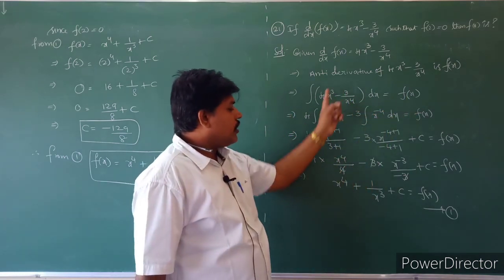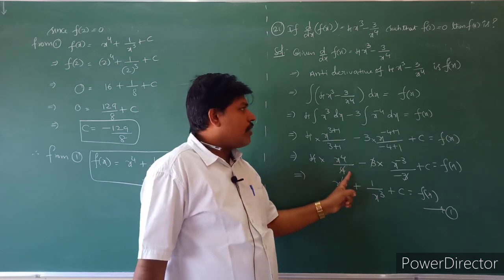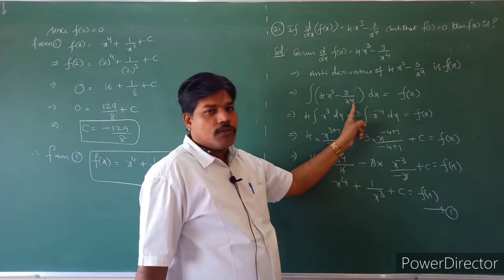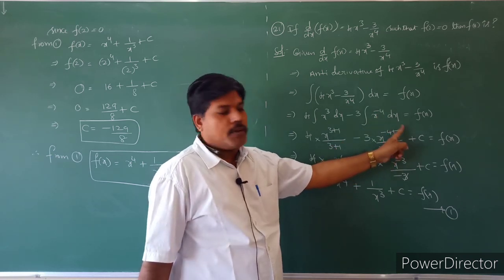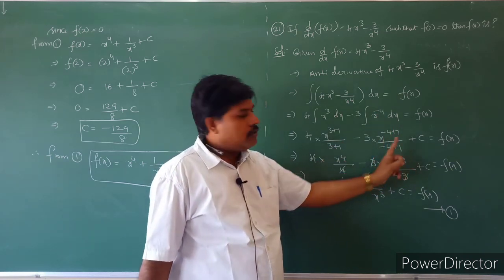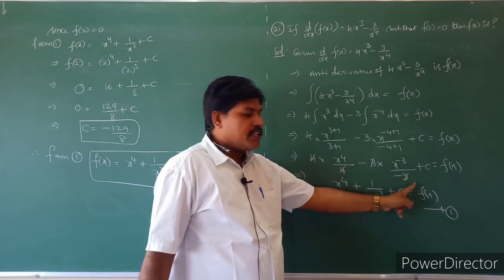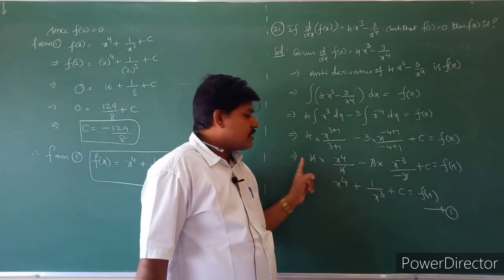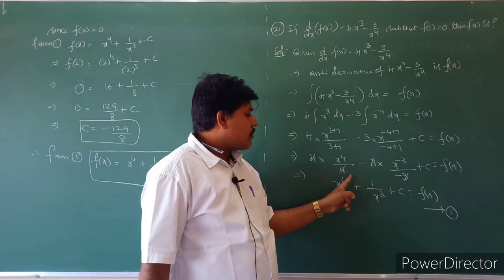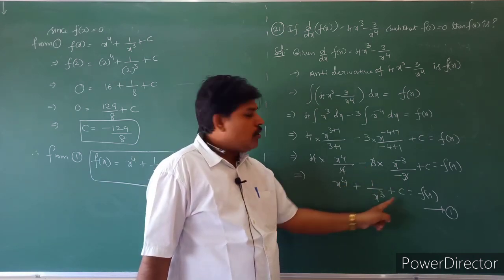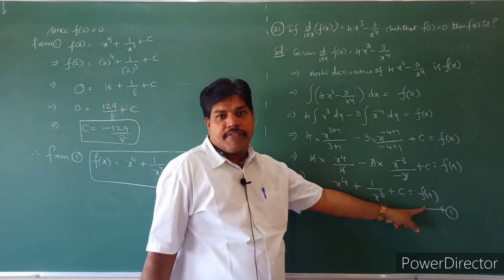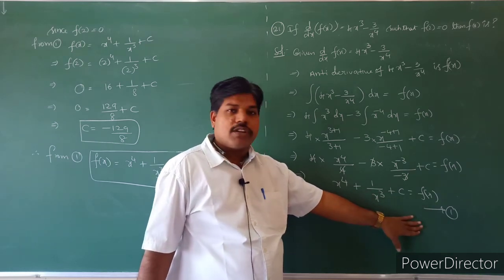So x power cube integration is x power 4 by 4. 1 by x power 4 is x power minus 4. So minus 4 integration is x power minus 4 plus 1 by minus 4 plus 1, so x power minus 3 by minus 3. So cancel the 3 and cancel the 4 here. So x power 4 minus of minus plus 1 by x cube plus c is equal to f of x. So this is the equation number 1.